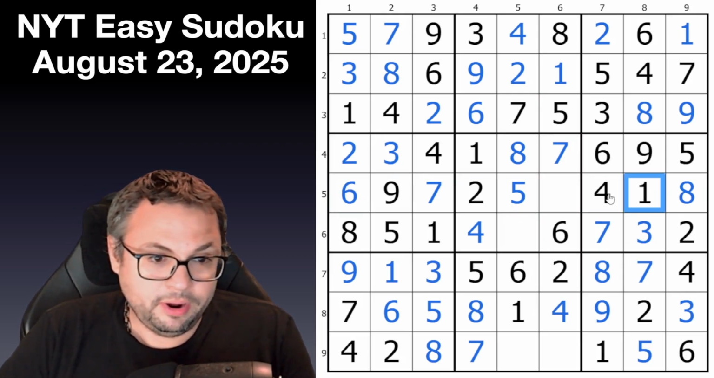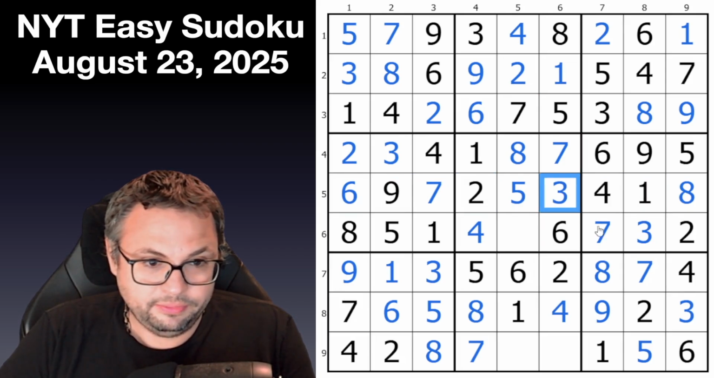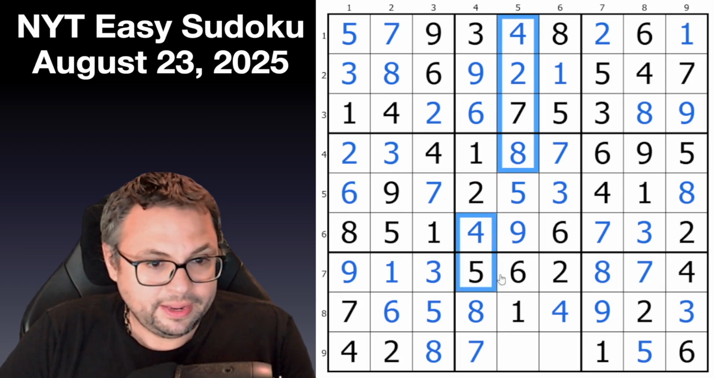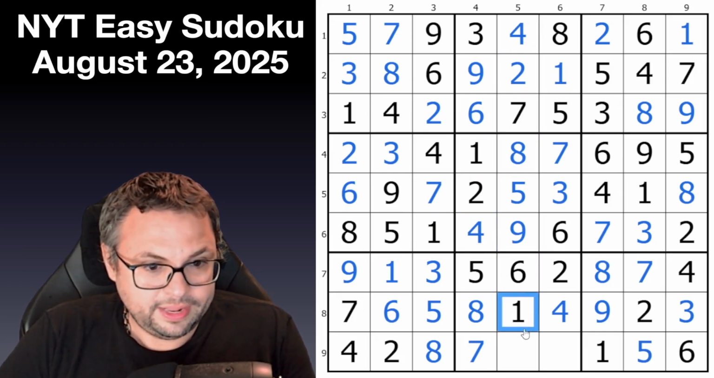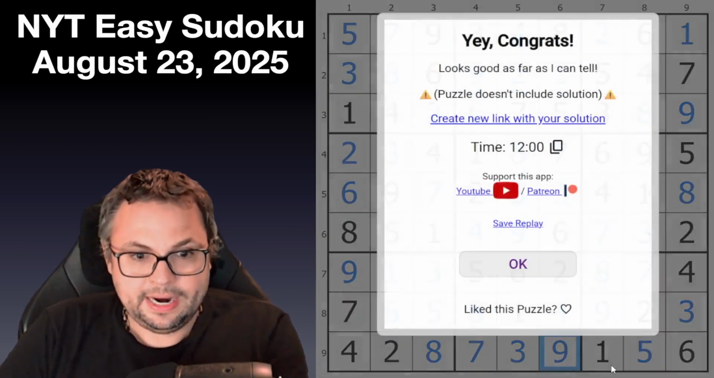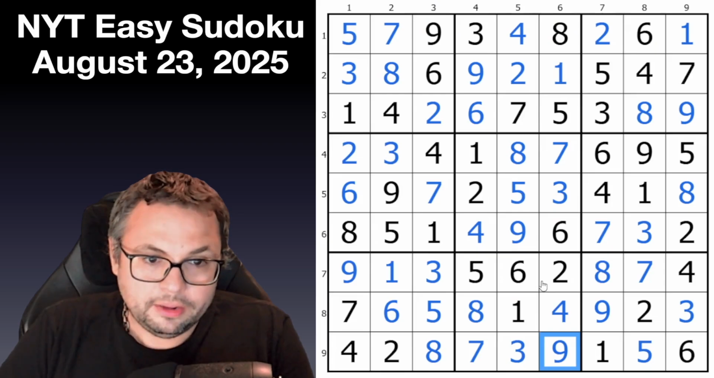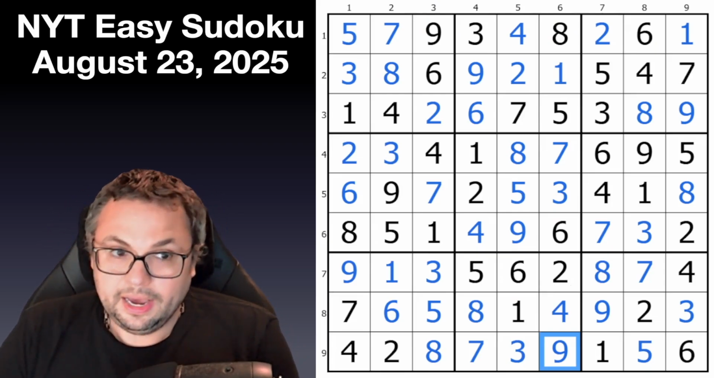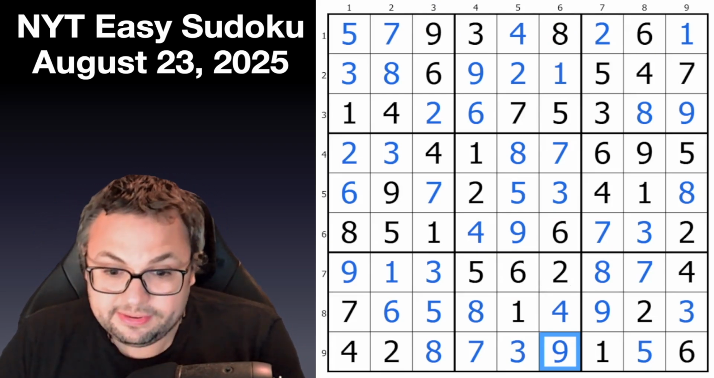Okay, so now we've got this row. 1, 2, there's a 3, 1, 2, 3, 4, 5, 6, 7, 8, and 9. Okay, and then we've got 1, 2, that's a 3. And now we've got 1, 2, 3, 4, 5, 6, 7, 8, and 9. And there we go. So that is a New York Times easy puzzle.